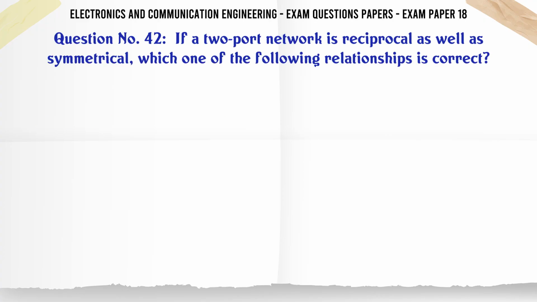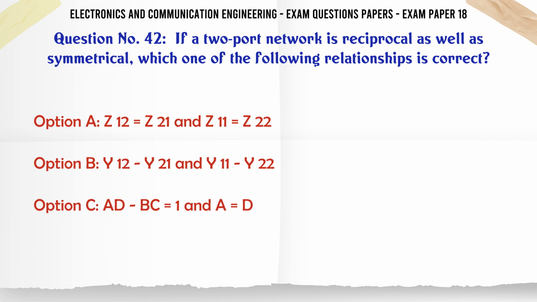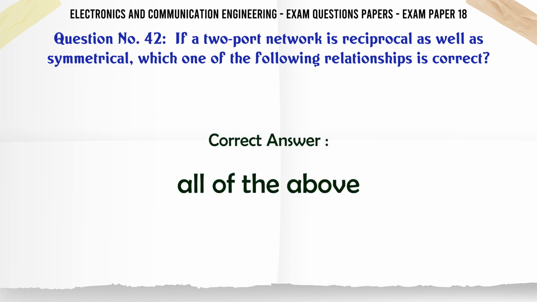If a two-port network is reciprocal as well as symmetrical, which one of the following relationships is correct? A. Z12 = Z21 and Z11 = Z22. B. Y12 = Y21 and Y11 = Y22. C. AD - BC = 1 and A = D. D. All of the above. The correct answer is all of the above.